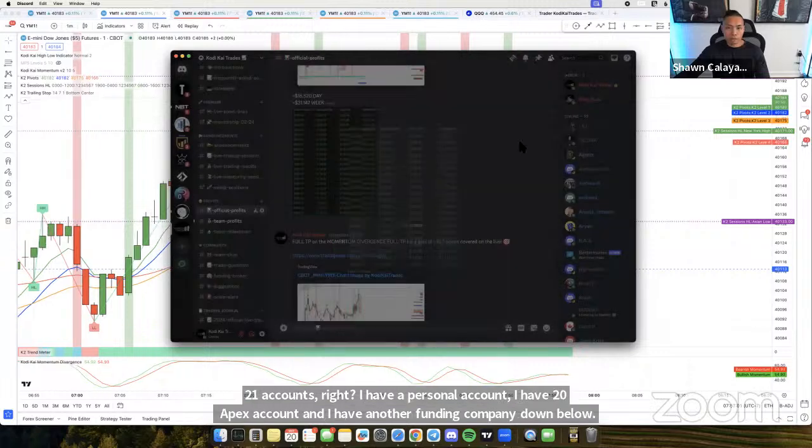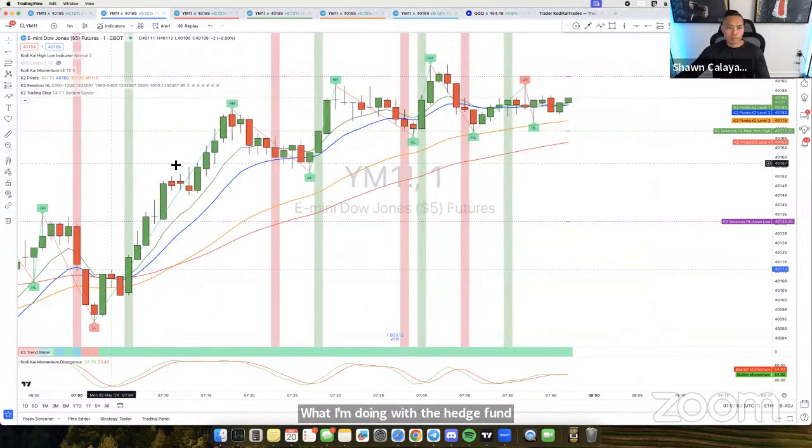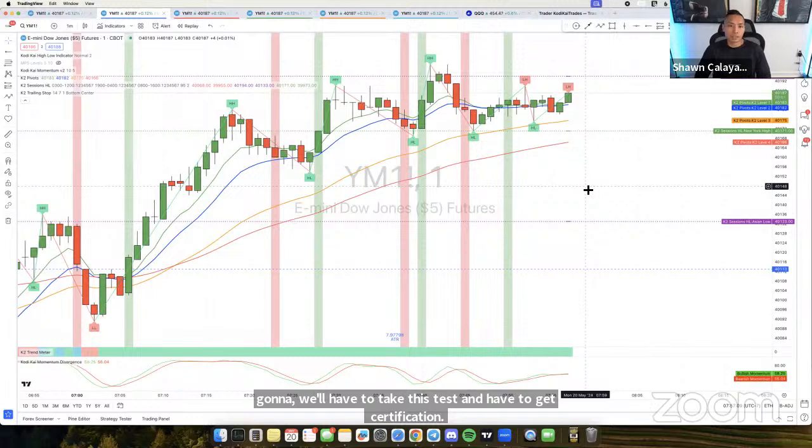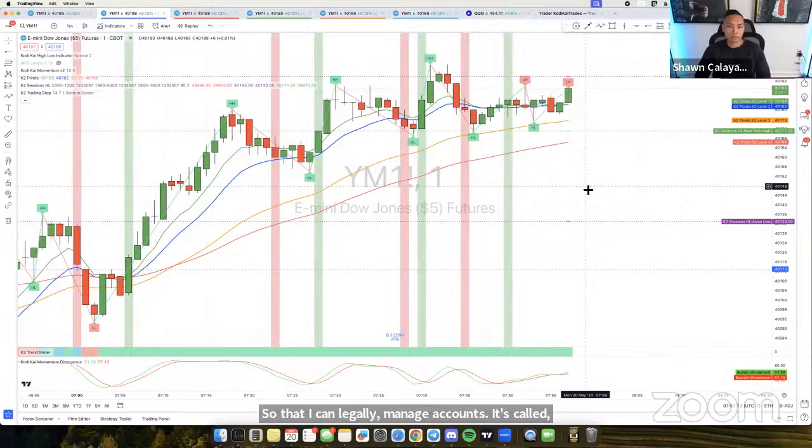What I'm doing with the hedge fund is, I'll have to take this test and get certification so that I can legally manage accounts. It's called managed futures. That's the correct term for it. Managed futures is a strategy style for a hedge fund, which is what I'm starting. So right now I don't have the mentorship going on.